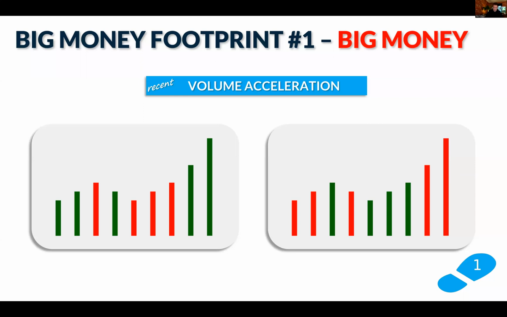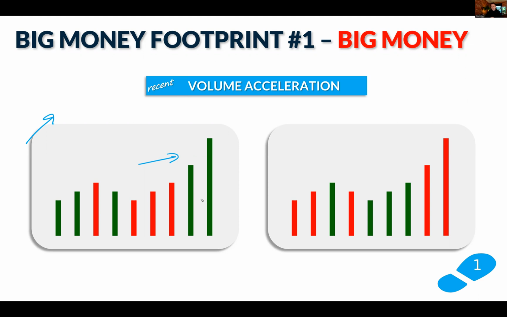So big money footprint number one, big money. Well, what do we mean by that? Well, we mean recent volume acceleration. And the crudest way you can even explain it is imagine that the price is going up, and it's going up in a way where volume is also ramping up. And you've got these green bars going because price is going up and also volume is going up.